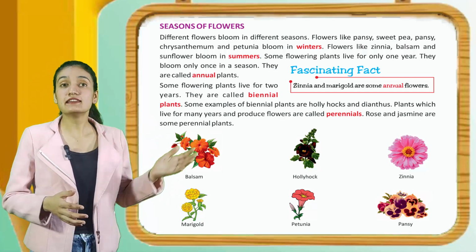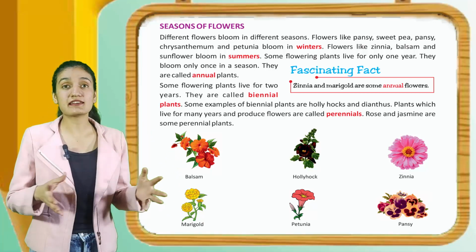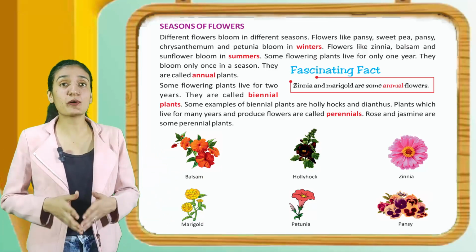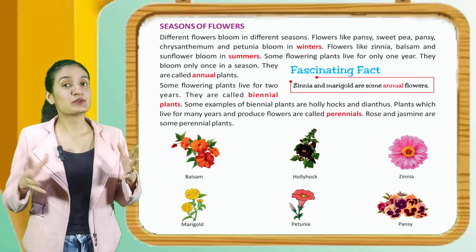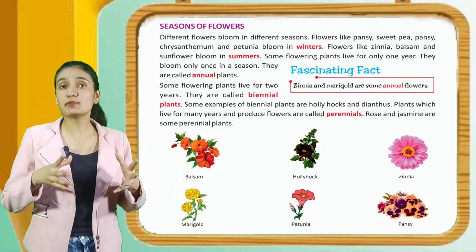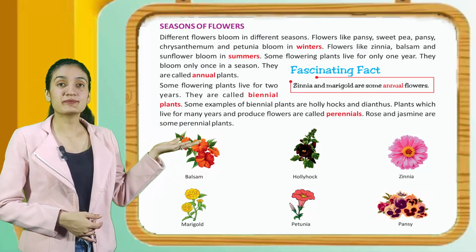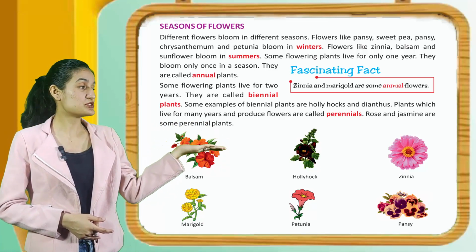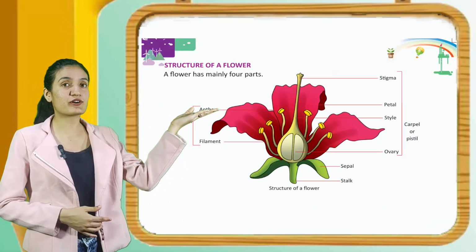Some flowering plants live for 2 years. They are called biennial plants. Some examples of biennial plants are hollyhocks and dianthus. Plants which live for many years and produce flowers are called perennials. Rose and jasmine are some perennial plants. Now, the fascinating fact, zinnia and marigold are some annual flowers. Here you can see balsam, hollyhock, zinnia, marigold, petunia and pansy. Now students, let us learn about structure of a flower.